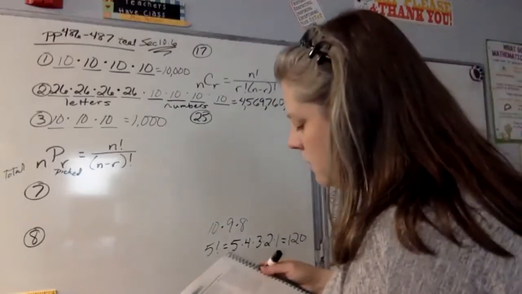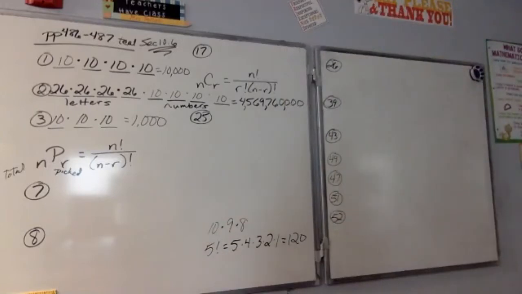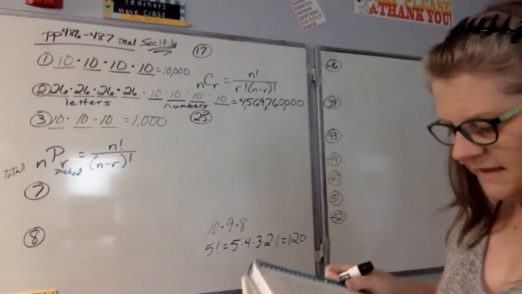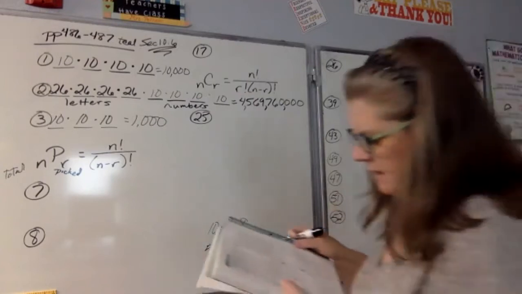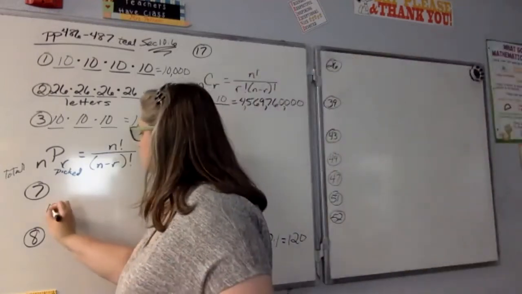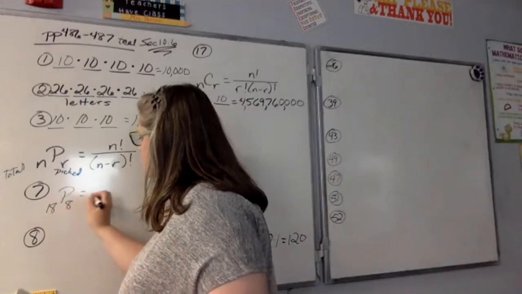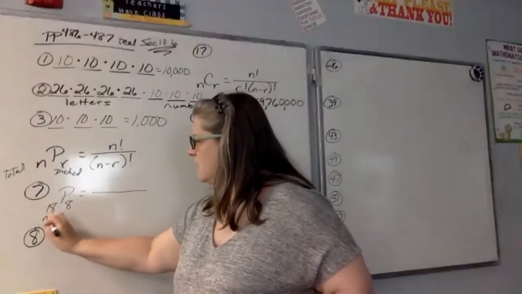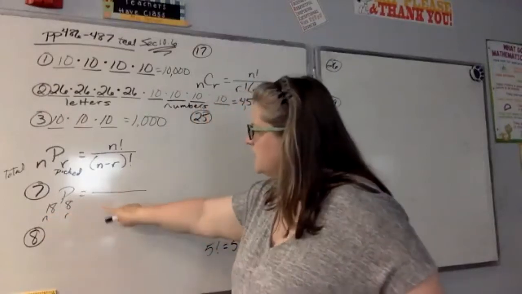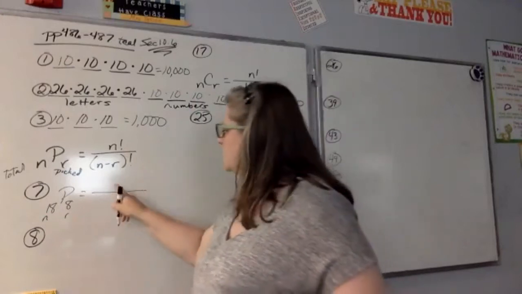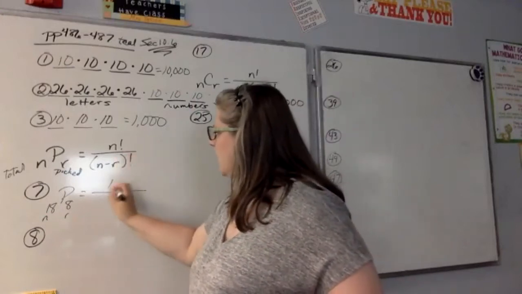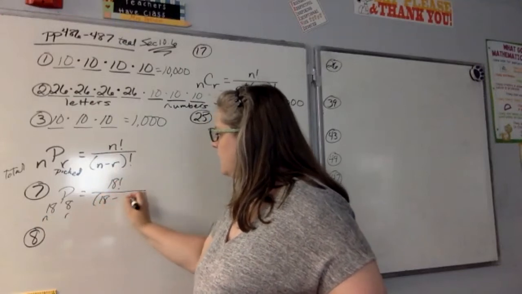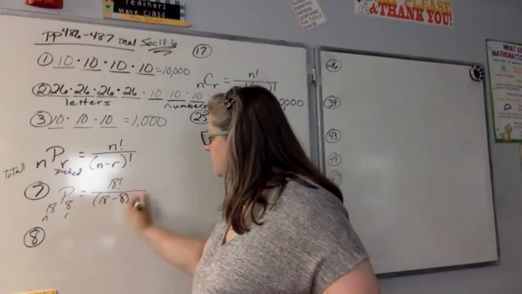Okay? So for number 7. It says 18P8. So remember, this first number is your N. The second number is your R. So all I'm doing is plugging them into my formula here. So I have N factorial, or 18 factorial on top, and then 18 minus R, which was 8 factorial on the bottom.